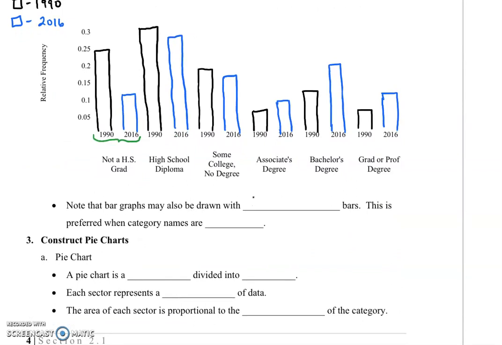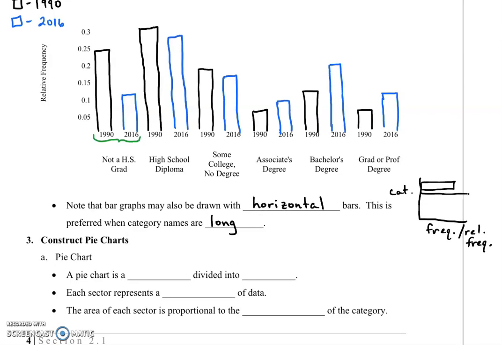Note that bar graphs can also be drawn with horizontal bars. That's preferred when category names are long, just because it looks better. And by horizontal bars, we mean that the frequency or relative frequency goes on the horizontal axis and the categories go on the vertical axis, and the bars get drawn this way.